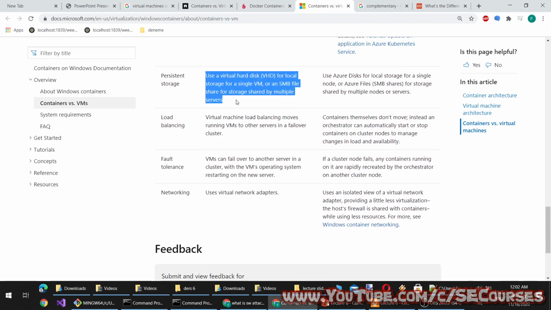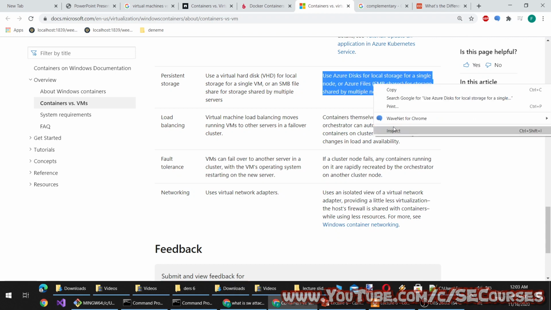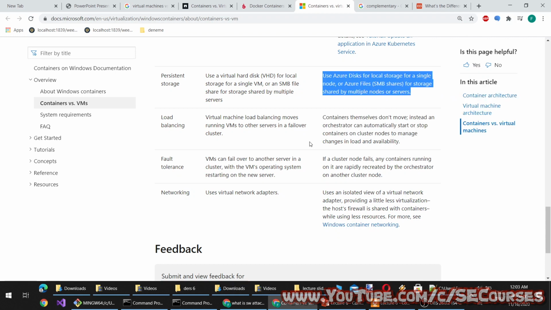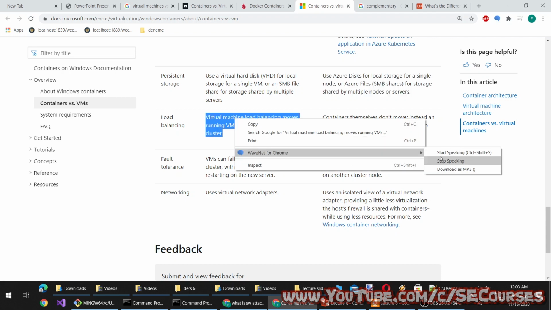Okay, about persistent storage. Use a virtual hard disk (VHD) for local storage for a single VM, or an SMB file share for storage shared by multiple servers. Okay, for containers. Use Azure disks for local storage for a single node, or Azure Files (SMB) shares for storage shared by multiple nodes or servers. About load balancing.